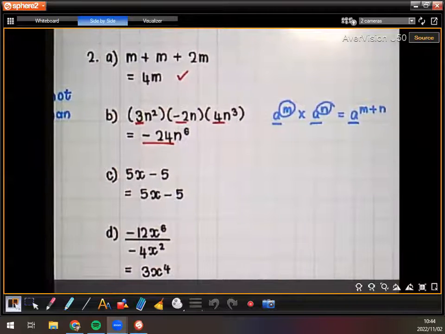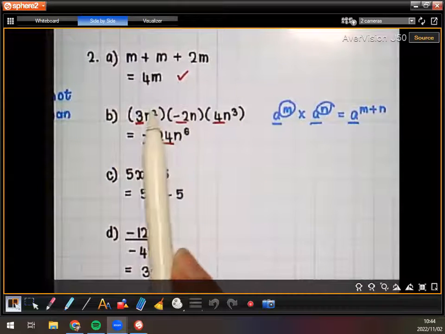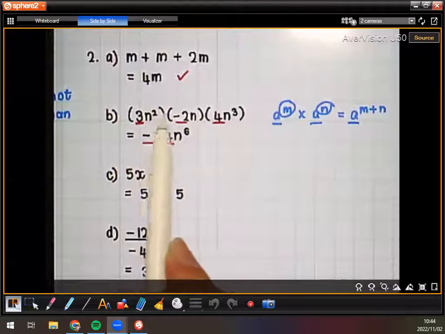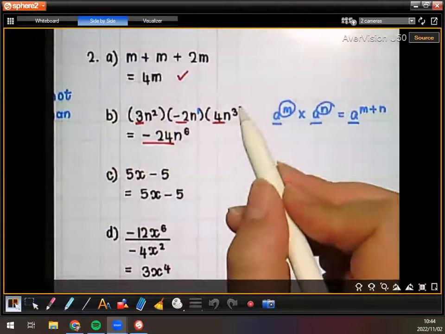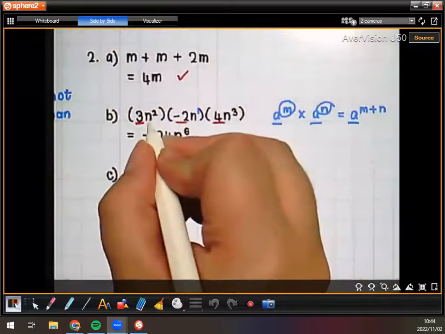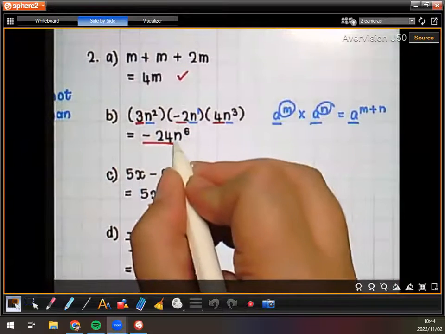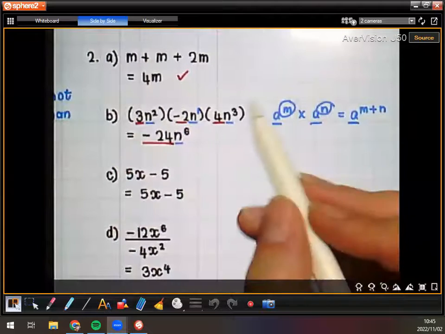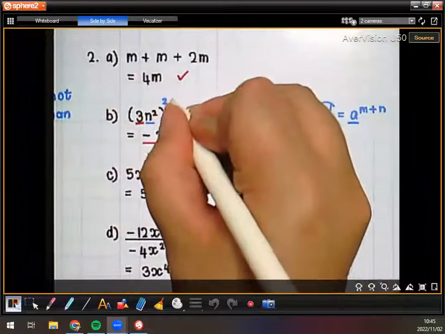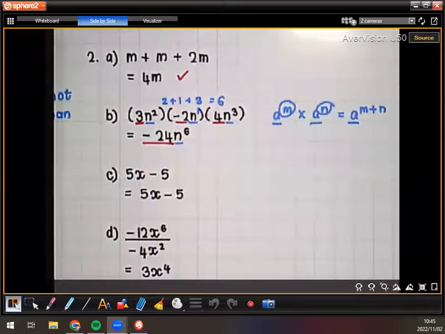Well, you would, I mean, if you could add them here. So do we notice that we have three parts of the expression that have a base of n? That has an exponent of 2. What is the exponent of n here? 1. And that exponent is 3. So guys, what we're going to do, we have a base of n. So we're going to keep that base of n, and you're going to add your exponents. 2 plus 1 plus 3 is equal to 6. And that is your final answer.